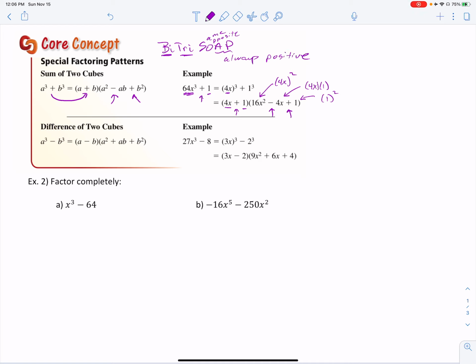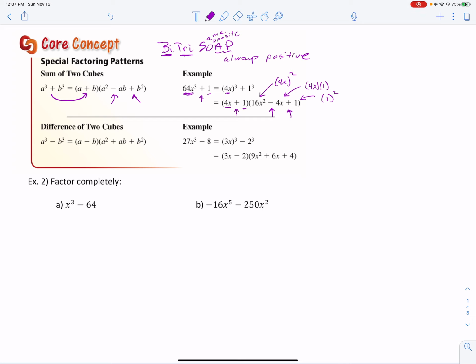So when factoring a sum of cubes or a difference of cubes, by try soap, you get a binomial times a trinomial. And for the signs, in the binomial, it's the same sign. In the trinomial, the middle term has the opposite sign, and the last term is always positive.